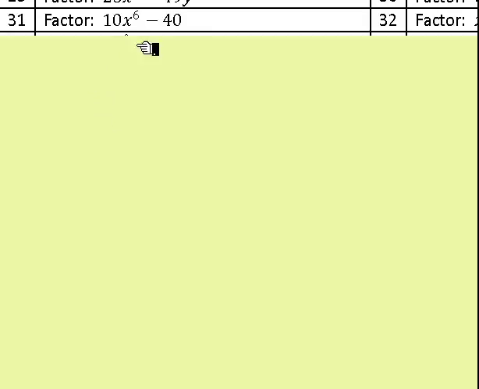Okay, number 31, we notice we have a common factor of 10. So start by pulling out that common factor. And then we notice that in parentheses we do have a difference of 2 squares. X to the 6 is a perfect square because 6 is even. So if we write it as a difference of 2 squares, that would be x cubed squared minus 2 squared.